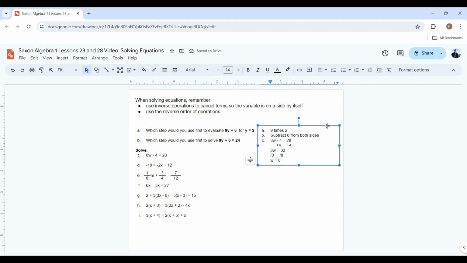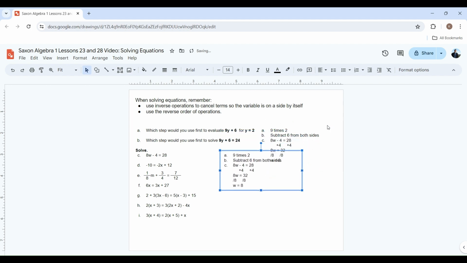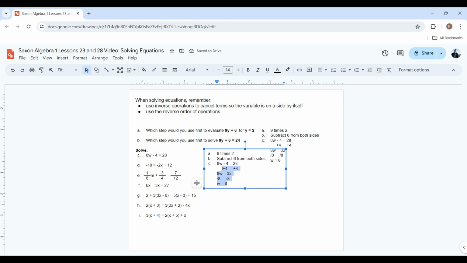And that is how you solve these sorts of problems. Notice that I had to do 2 steps to solve that. I had a subtraction step, and then I had a division step. And we're going to have to pay attention to that when we solve equations.